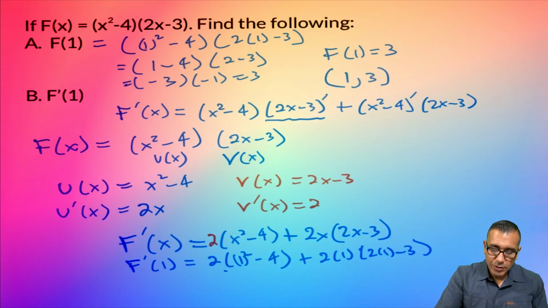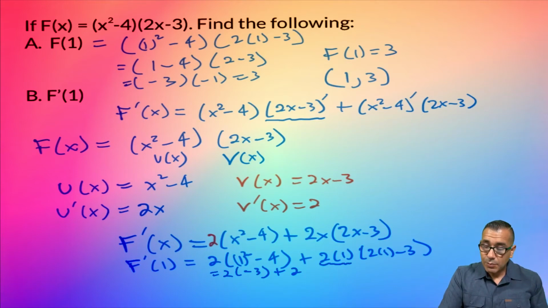So we're left with 2 times, you got 1 squared, which is 1, minus 4. So you're going to get negative 3 plus 2, right? This gives us 2 right there. And in parentheses, you end up with 2 minus 3. So a negative 1 right there. So you're left with negative 6 minus 2, which gives you negative 8.